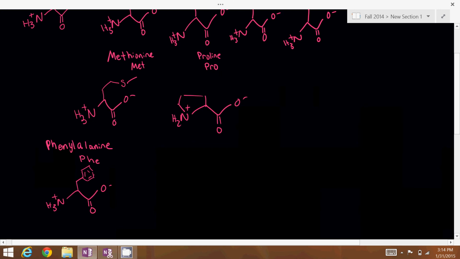And the next one is going to be tyrosine. Tyrosine is very similar to phenylalanine. Abbreviation is TYR, and it's going to have the same exact backbone that phenylalanine had. It even has the two branches, and even has the same benzene ring, and just an OH at the end. So that's the only difference between tyrosine and phenylalanine.